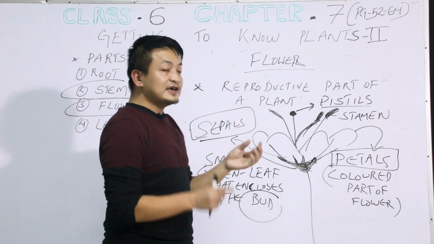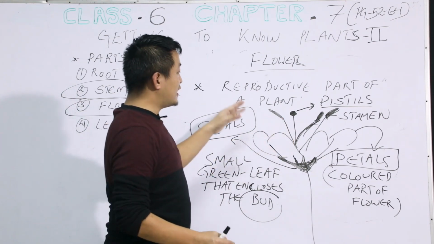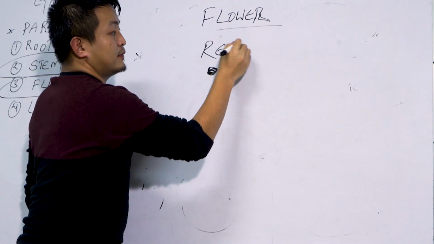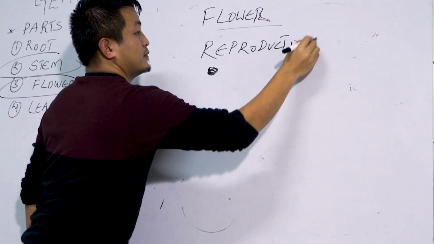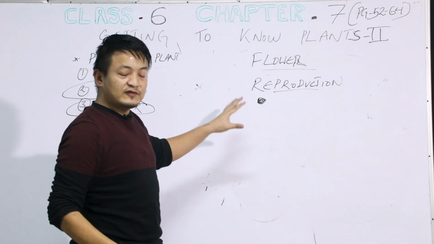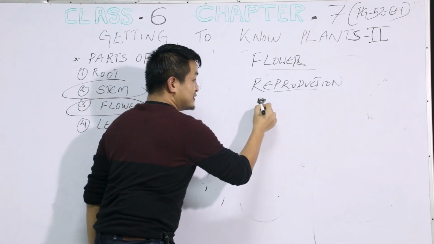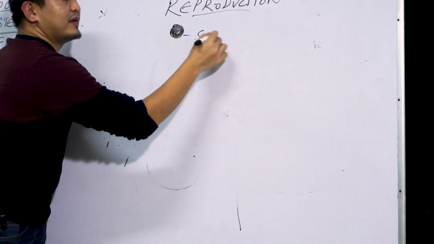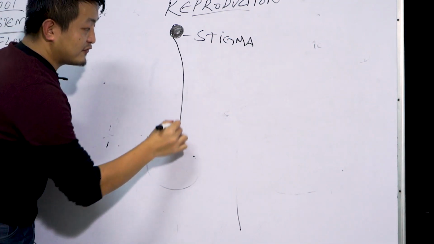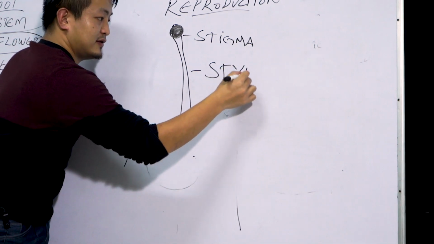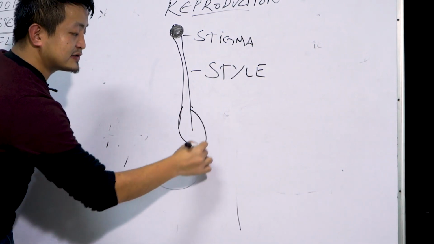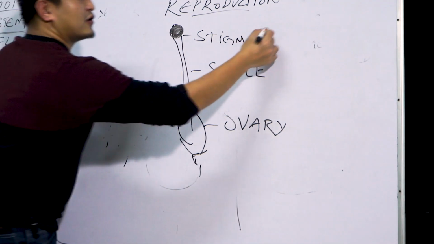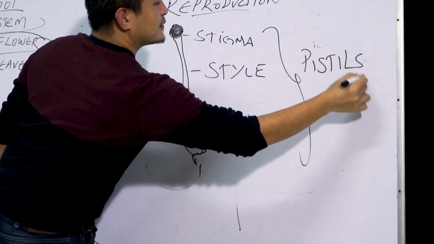Now we'll see how reproduction takes place in the flower, how fertilization takes place. So this is the pistil. In the upper part we have the stigma. Then we have a tube like this, which is known as style. And then we have a swollen part, that is known as ovary. So this is the detailed structure of the pistil, the female part of the flower.